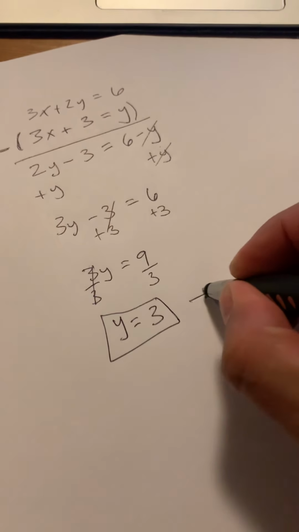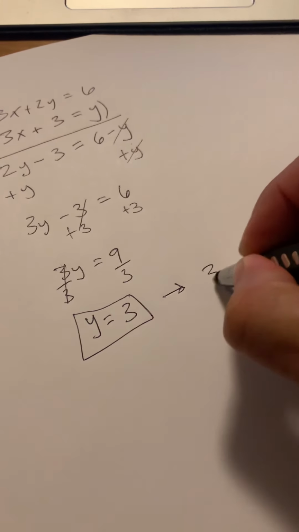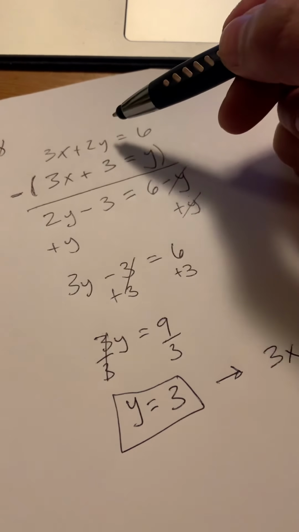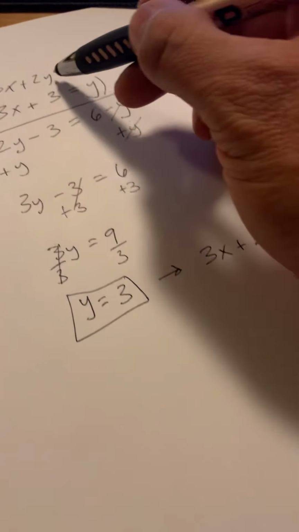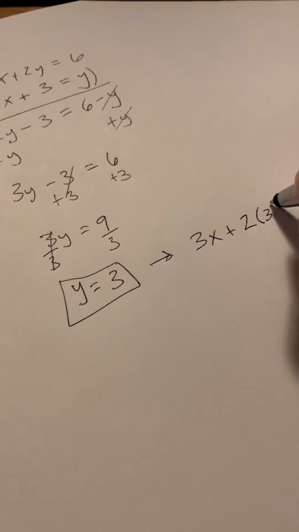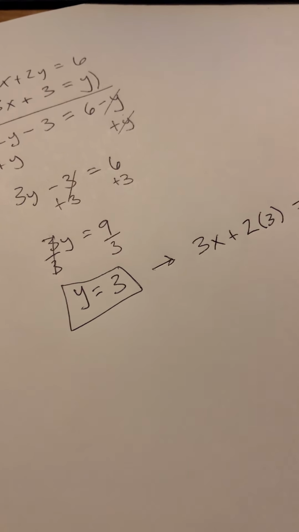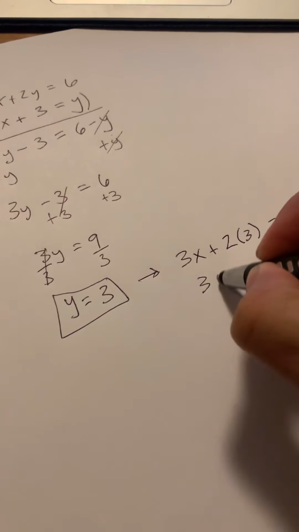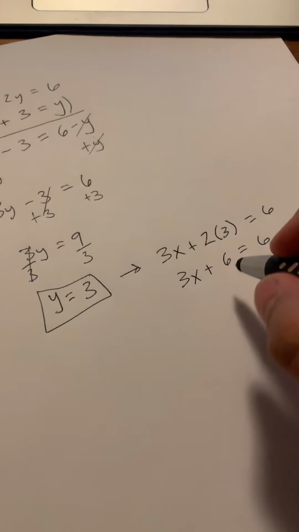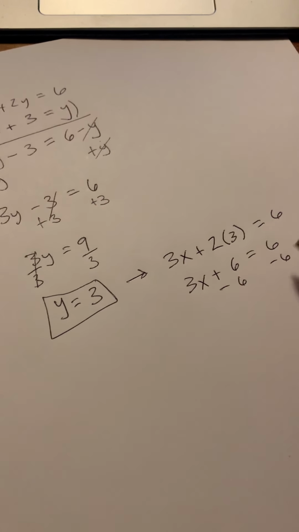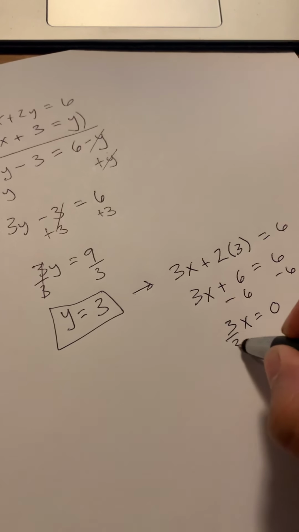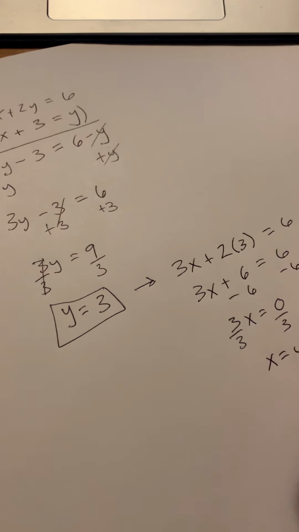So if you want, I'll go over here and I take 3x plus 2. And since I know it says 2y right here, in place of that y, I'm going to substitute a 3. And when you substitute, I always recommend putting parentheses around it, equals 6. So I get 3x plus 6 equals 6. And then I minus the 6 here, minus the 6 here. And I get 3x equals 0. Divide by 3, and x equals 0.